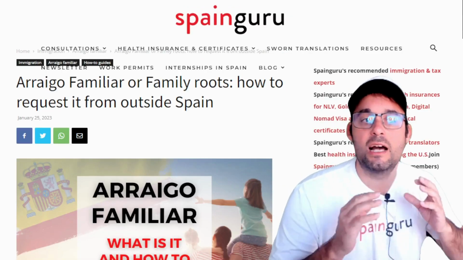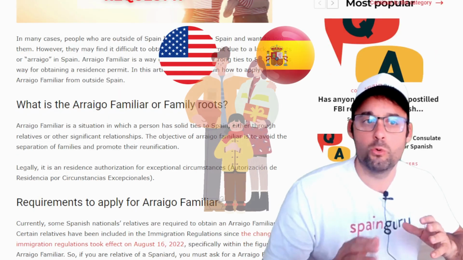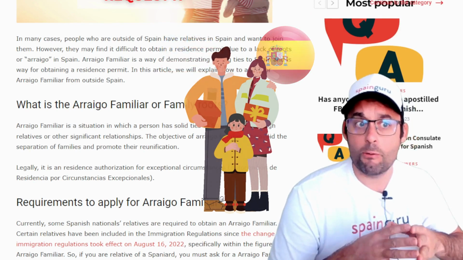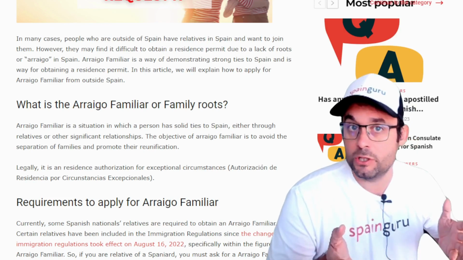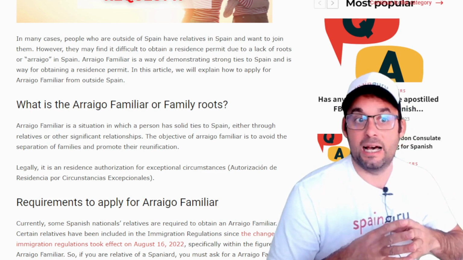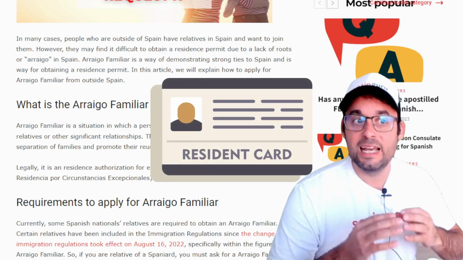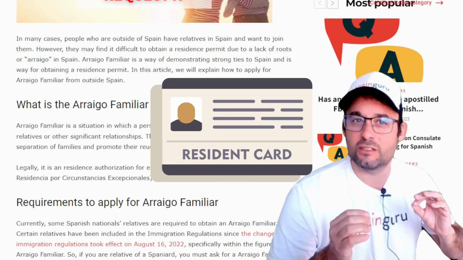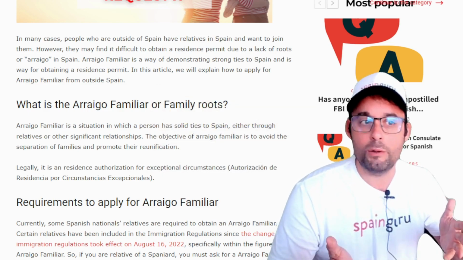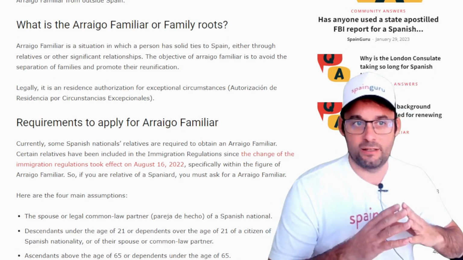Arraigo Familiar. How to request it from outside Spain. In many cases, people who are outside of Spain have relatives in Spain and want to join them. However, they may find it difficult to obtain a residence permit due to a lack of roots or arraigo in Spain. Arraigo Familiar is a way of demonstrating strong ties to Spain and is a way of obtaining a residence permit. In this article and video, we will explain how to apply for Arraigo Familiar from outside of Spain.